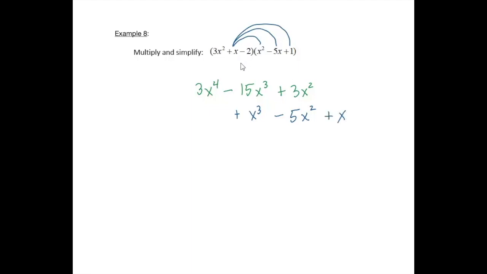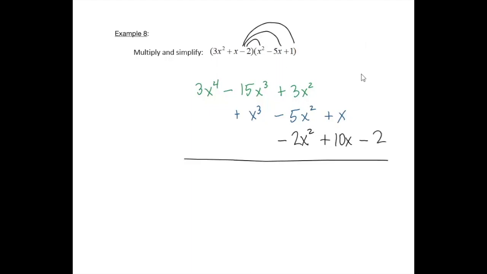Now we're done with the second term. Let's move to the third term and distribute it. -2 times x squared is -2x squared. We'll put that in the x squared column. -2 times -5x is positive 10x. That'll go in the x column. And -2 times 1 is -2, and we'll create a new column for the constant. Notice when we arrange these vertically, we get 3 rows. 1 row for each of the 3 terms in the first polynomial being distributed.